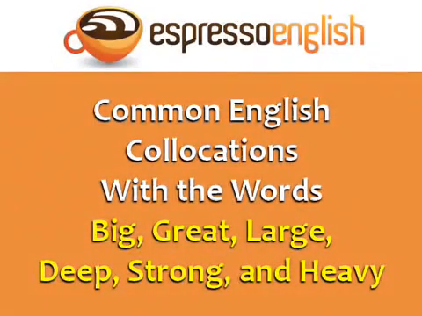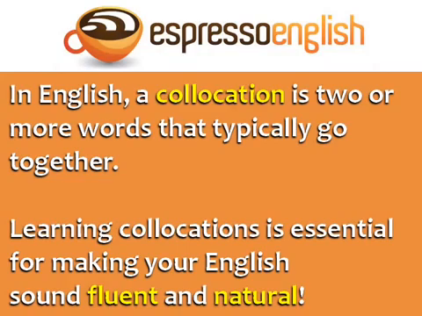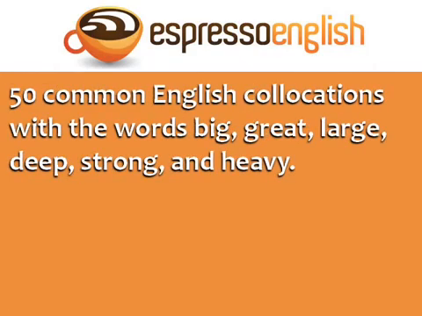Common English collocations with the words big, great, large, deep, strong, and heavy. In English, a collocation is two or more words that go together naturally. Learning collocations is essential for making your English sound fluent and natural. Here are 50 common English collocations with the words big, great, large, deep, strong, and heavy.